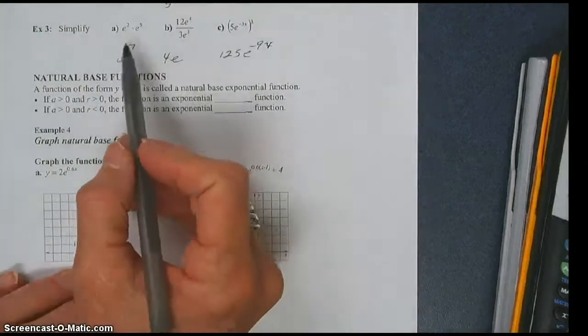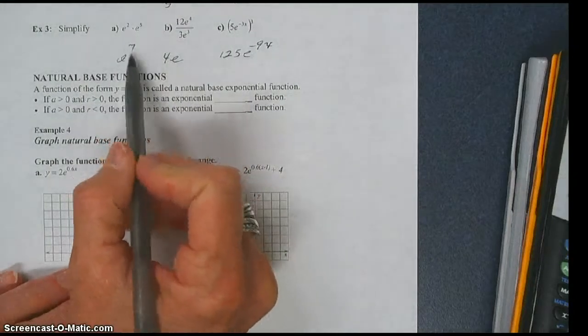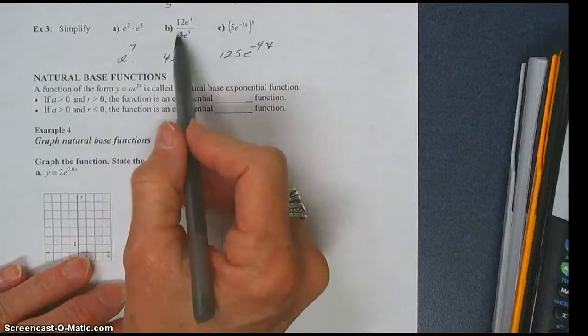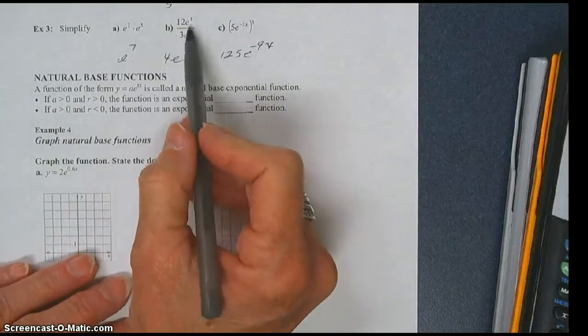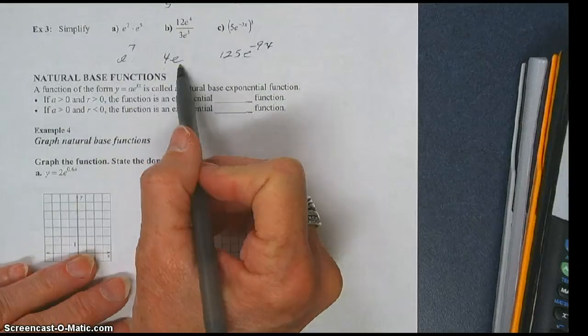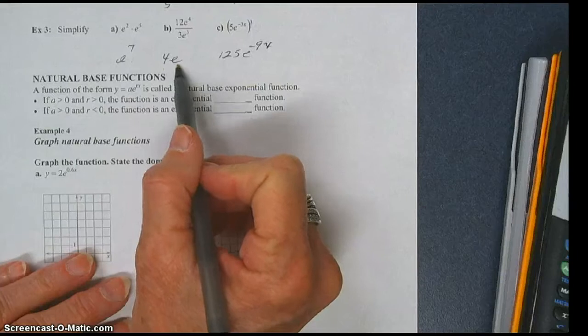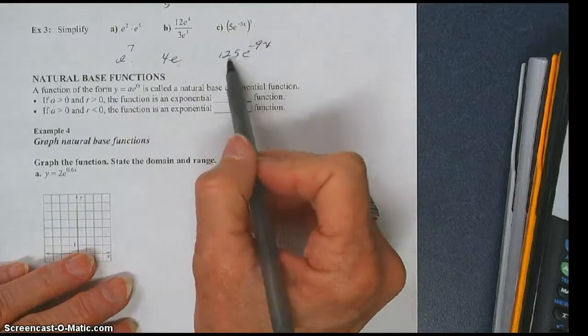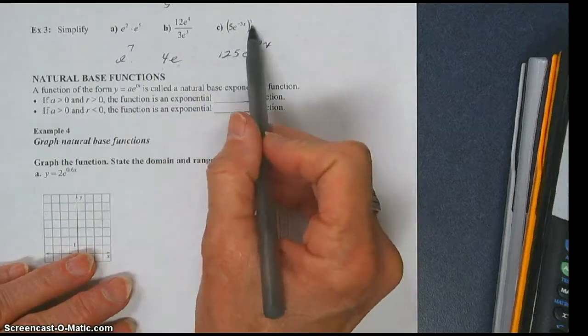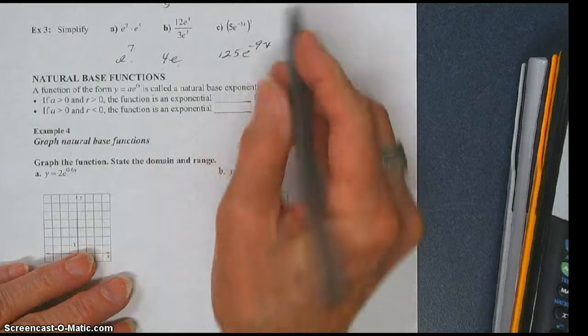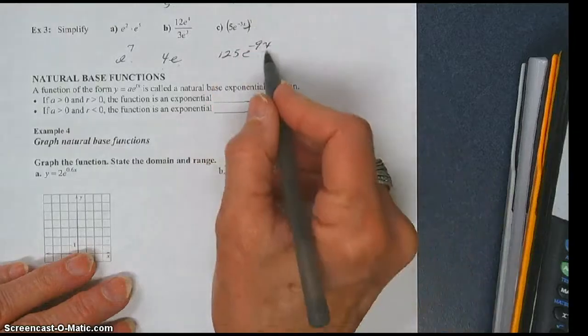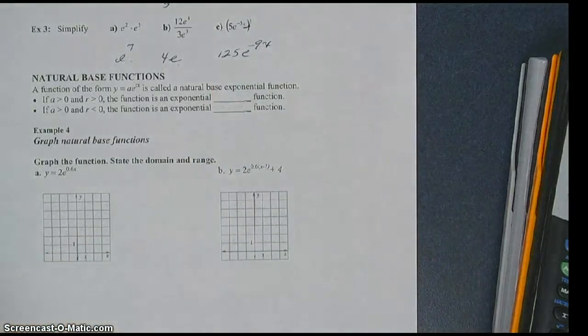So number 3A, same base, we add the exponents. Reduce 12/3, we get 4. Subtract exponents, we just get an E to the first, and usually we don't write that. I got a 125 by taking 5 cubed, E to the power. We multiply these powers, and that's where the 9x came from.